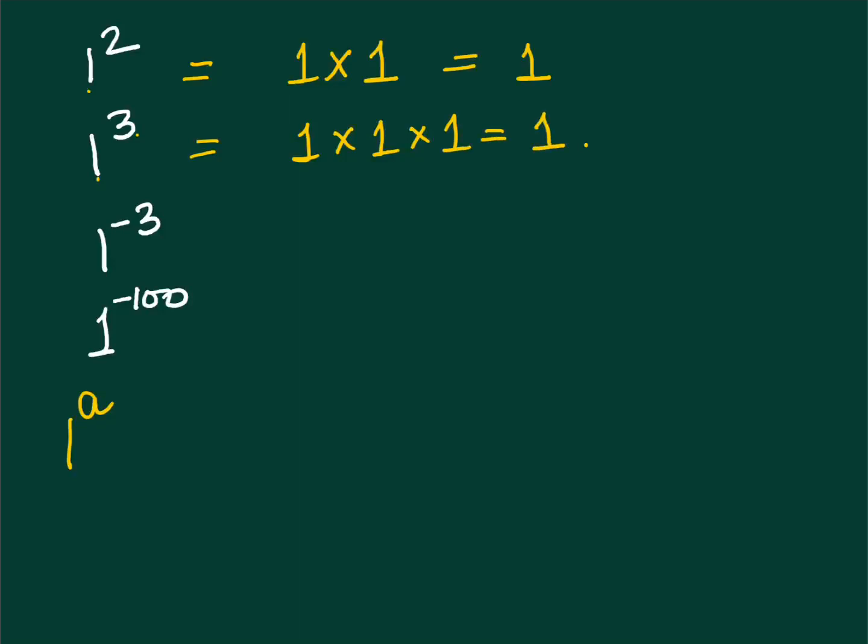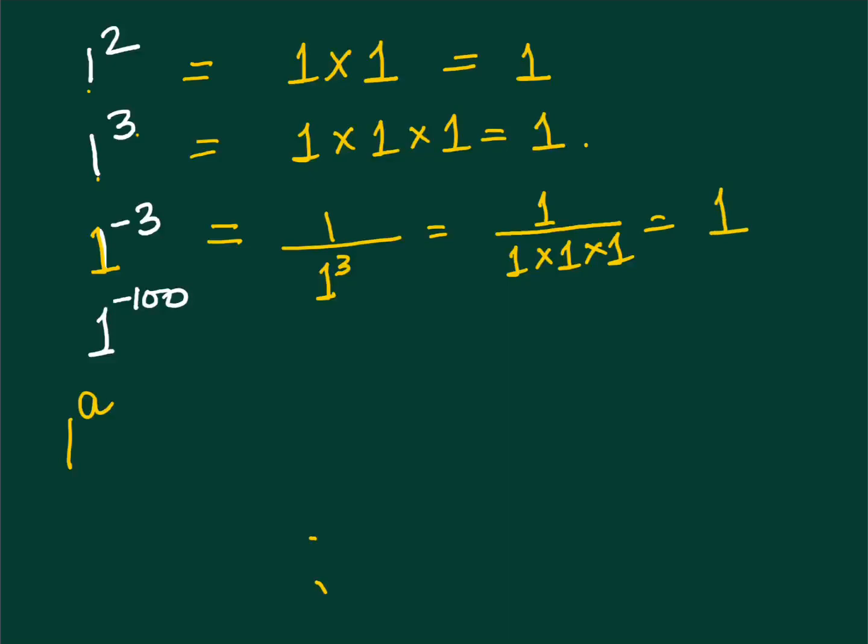Oh, it should make a difference when you've got a negative power, right? So let's give it a try. 1 to the power of minus 3. Now apply the negative power rule. So this power becomes positive. 1 divided by 1 to the power of 3, 1 into 1 into 1. Oh, look at that. It's again 1.